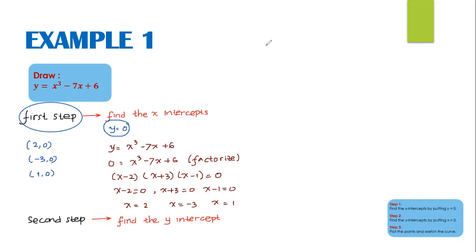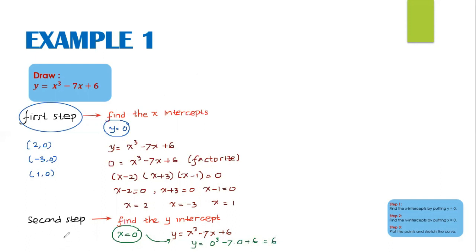Okay, the requirement to fulfill this condition is x equals 0. This is the requirement, right? So the equation is y equals x cubed minus 7x plus 6. You just insert x equals 0 into the equation, right? So automatically we can find that y equals 0 cubed minus 7 times 0 plus 6. So we got y equals 6.